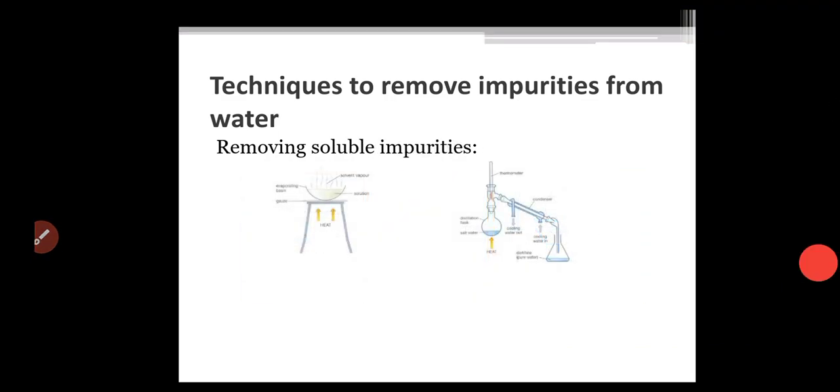How to remove soluble impurities from water? We have two techniques called evaporation and distillation. Evaporation is when you give some heat source to the water, once you boil the water, the water converts into a water vapor state. Once the water has been converted into water vapor, it goes away, and all the impurities will be staying in the funnel or flask, whatever you're using.